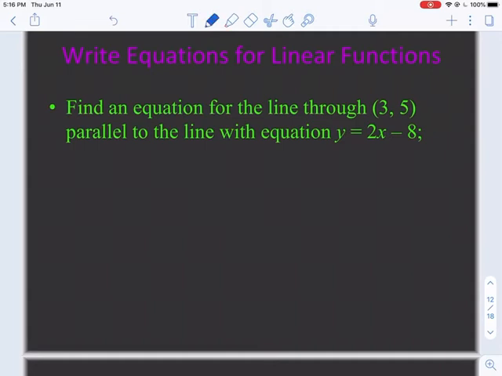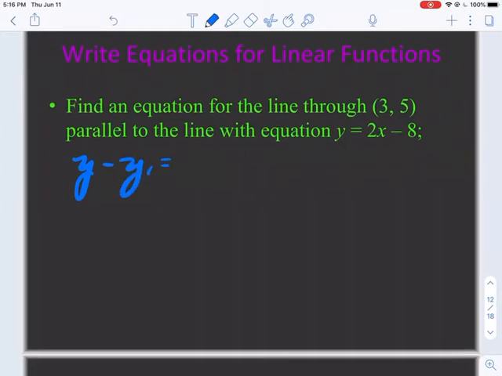Okay, checking this one now, you have to find an equation. Again, we'll use the point-slope form: y minus y1 is equal to m times the quantity x minus x1. We want to begin with the end in mind. We have an equation we want to write, but we want this equation to be parallel. So we have m1 equal to 2, then we want m2 to be equal to 2 also.